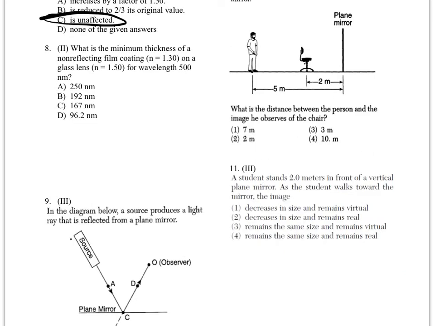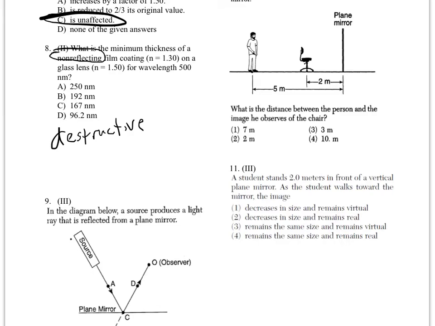Number 8, what is the minimum thickness of a non-reflecting film coating, that means light does not come off of it, n equals 1.30 on a glass lens of n equals 1.5 for a wavelength of 500 nanometers. Okay, if it's non-reflecting, that means it doesn't reflect any light back, meaning destructive interference must occur. So we're looking at destructive interference to have non-reflecting.